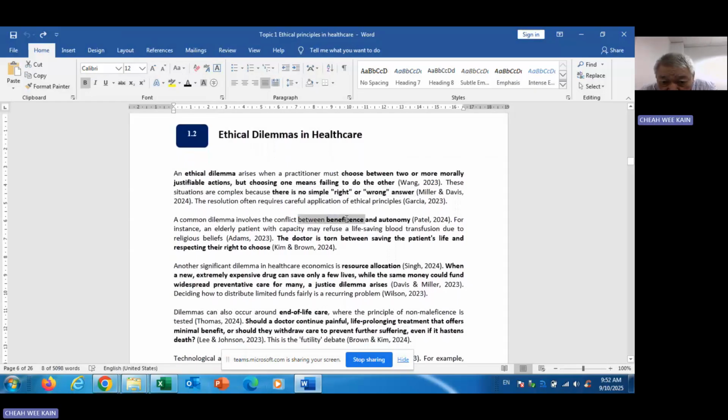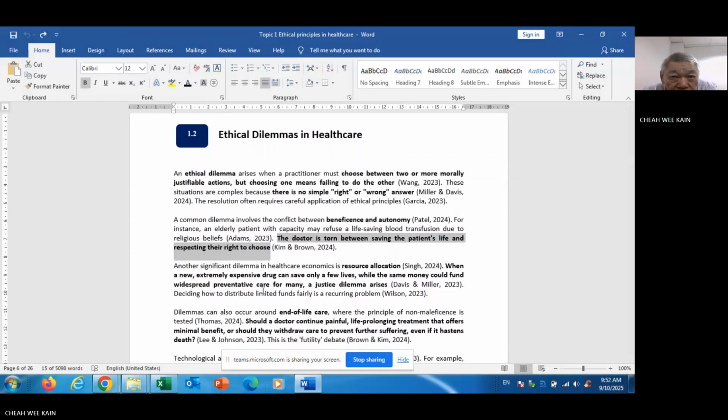I think we are giving you the example of beneficence and autonomy. Your doctor is torn between saving the patient life and respecting their right to choose. Okay, this I'll give you an example. Was a car accident. The patient leg was jammed, cannot be removed. At that time, do you want to save him by cutting off his leg?